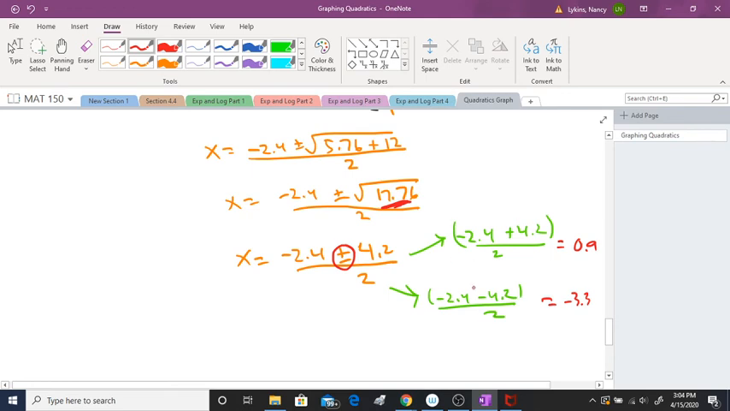Notice I put parentheses around both, because if you put this in your calculator just like you see it without the parentheses, it's going to give you the wrong answer. So I would advise either putting in parentheses, or hitting enter and then dividing by 2. These are my two x-intercepts.